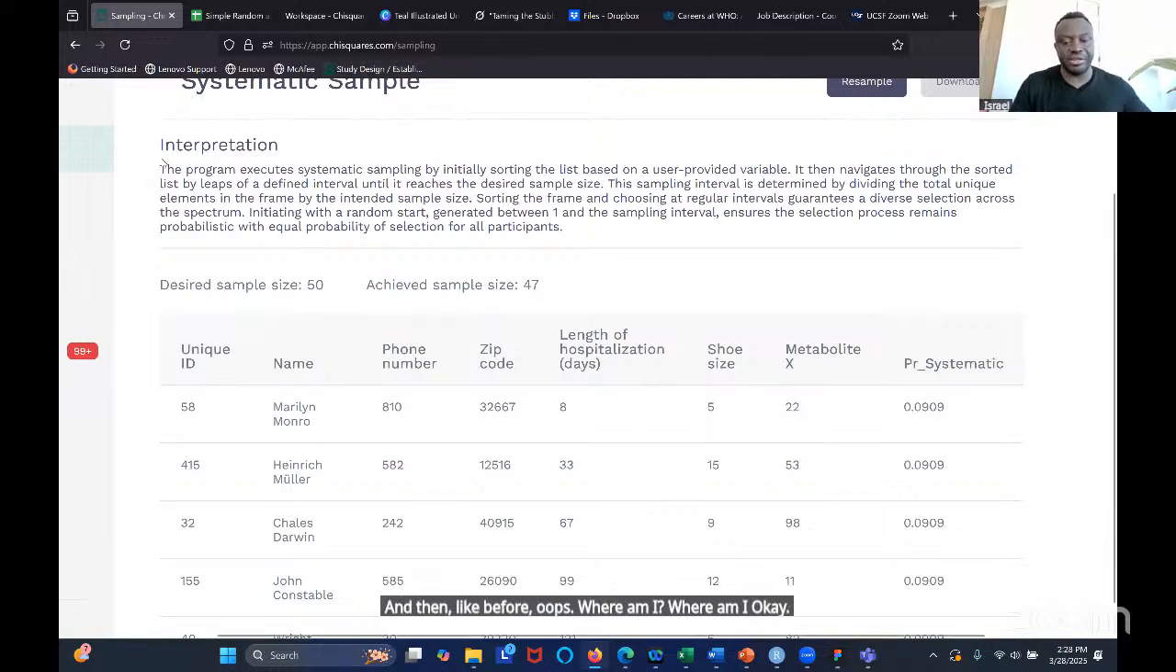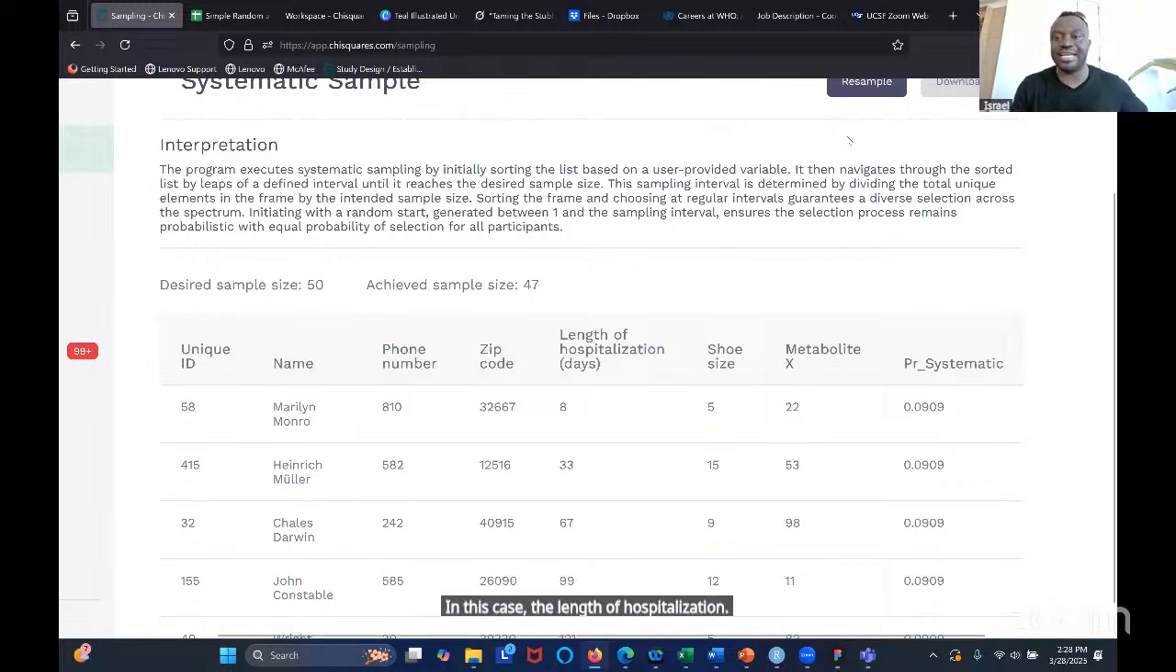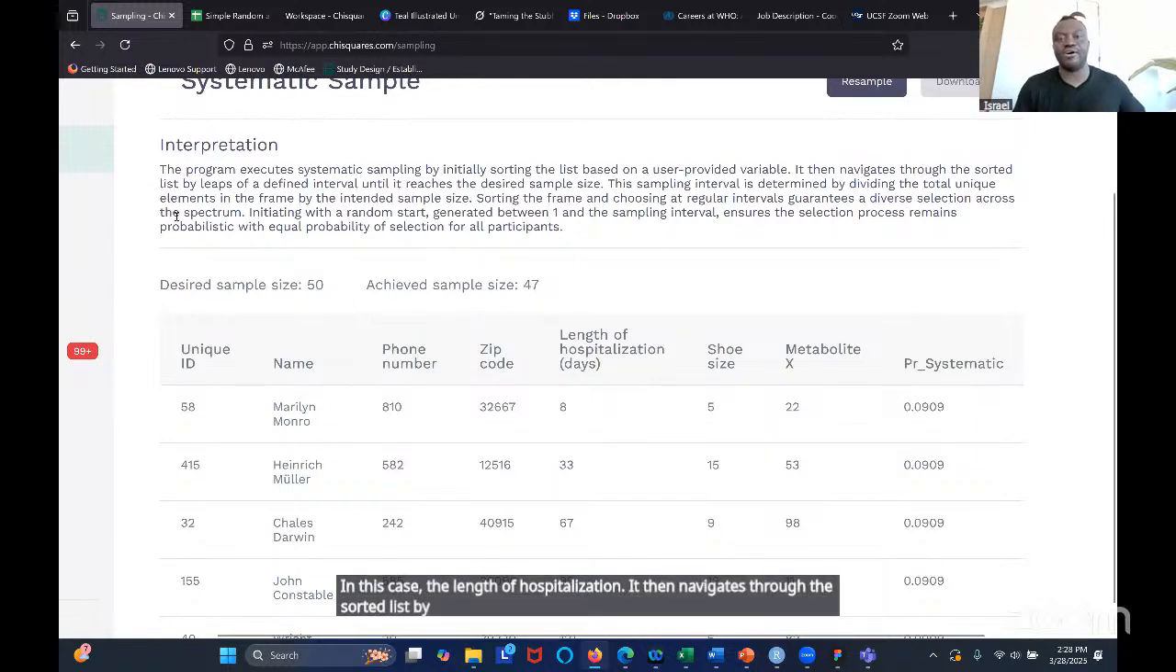So it also gives you some interpretation here. It tells you that the program executes systematic sampling by initially sorting the list based on a user-provided variable, in this case, the length of hospitalization. It then navigates through the sorted list by leaps of a defined interval until it reaches the desired sample size.